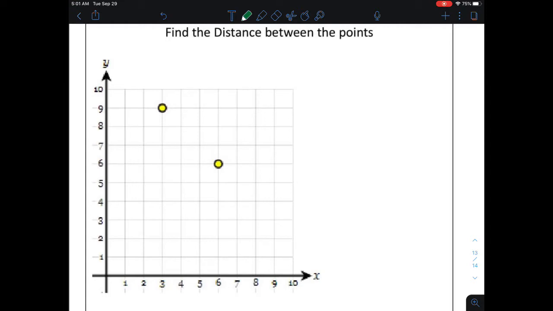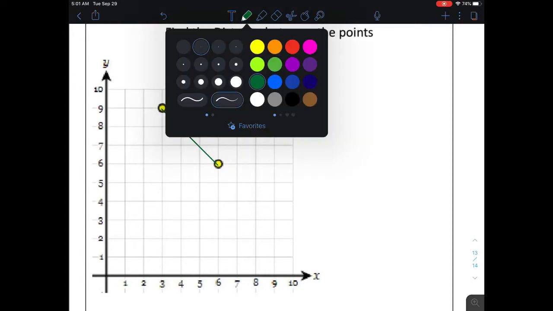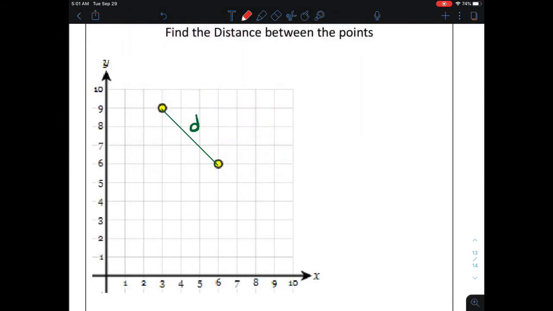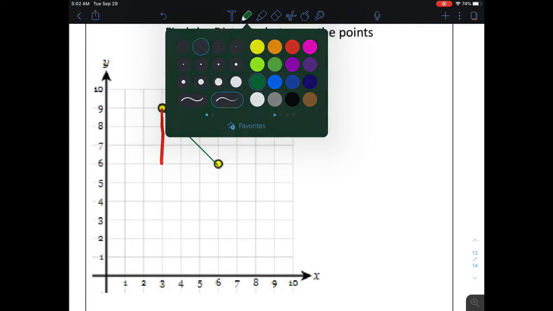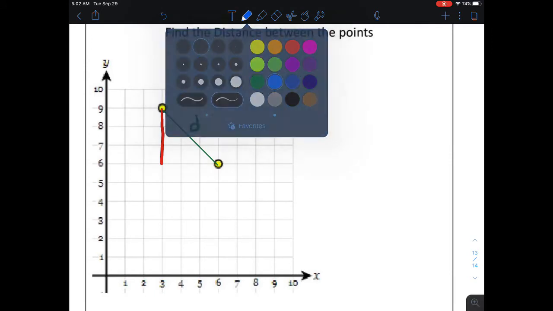Basically, what I'm trying to do is find the line segment that connects those 2 points. The length of that line segment represents the distance in between them. Now, what we're going to do is make a little triangle right here. So I have my grid. I'm going to make a triangle that has a vertical leg and a horizontal leg. Oh, let's not do green, let's do blue.